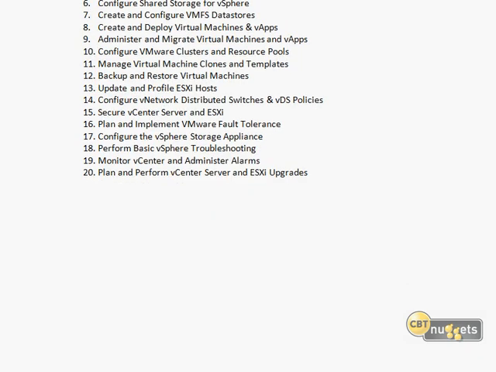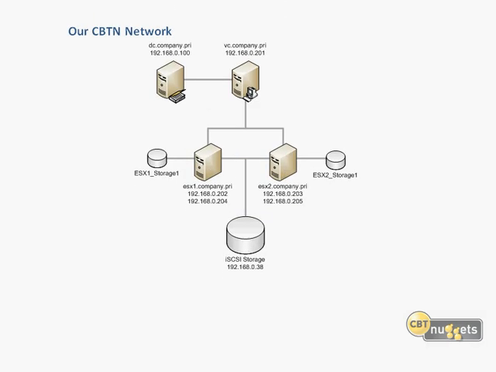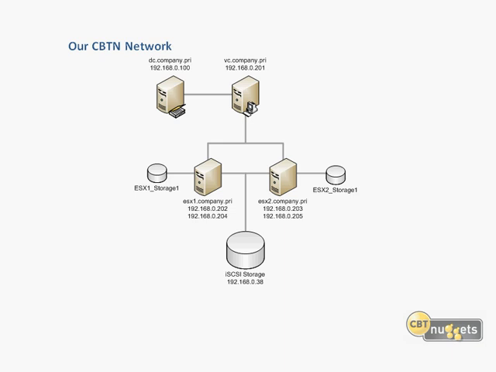Now, if you are planning on taking the exam, as I said before, you probably are going to want to follow along. So we are going to be creating a network somewhat similar to this. We will have one domain controller, dc.company.pri. We will have one vCenter server that is actually running as a virtual machine called vc.company.pri. And we will have two, and then at some point later on, three ESX hosts: ESX1, 2, and later on number 3.